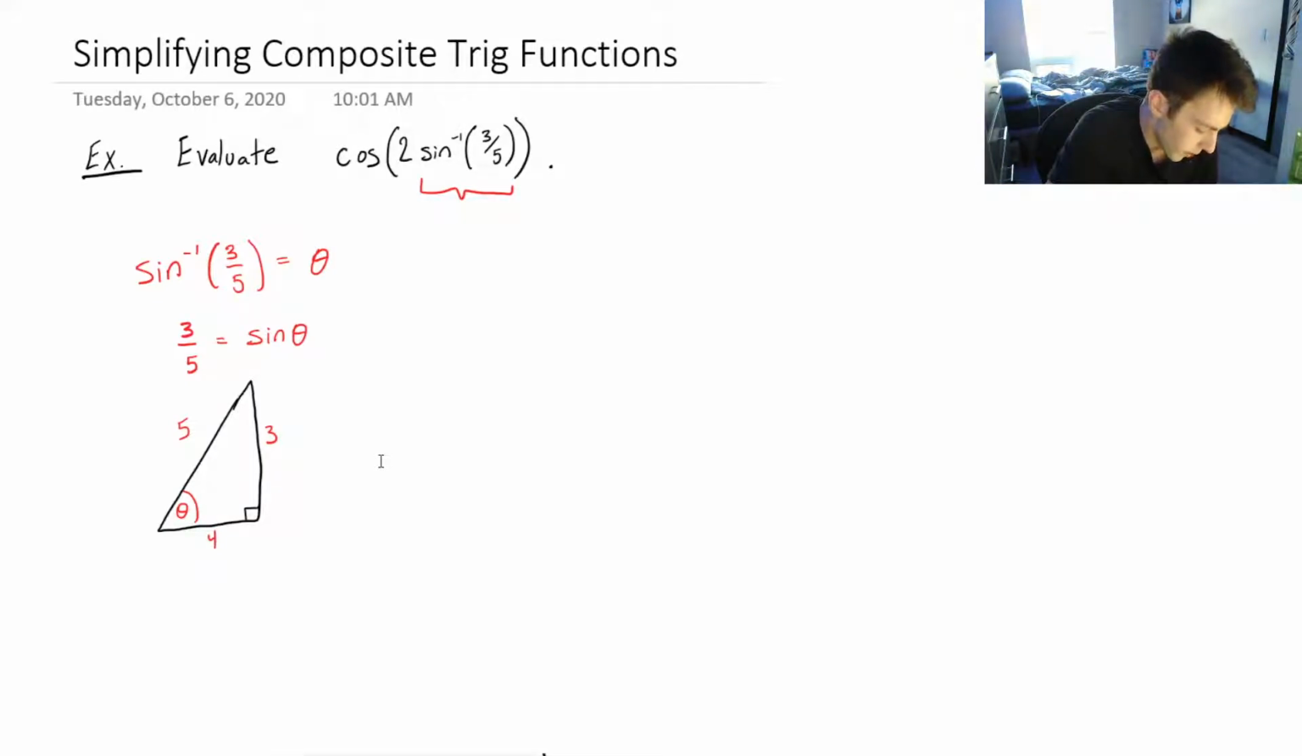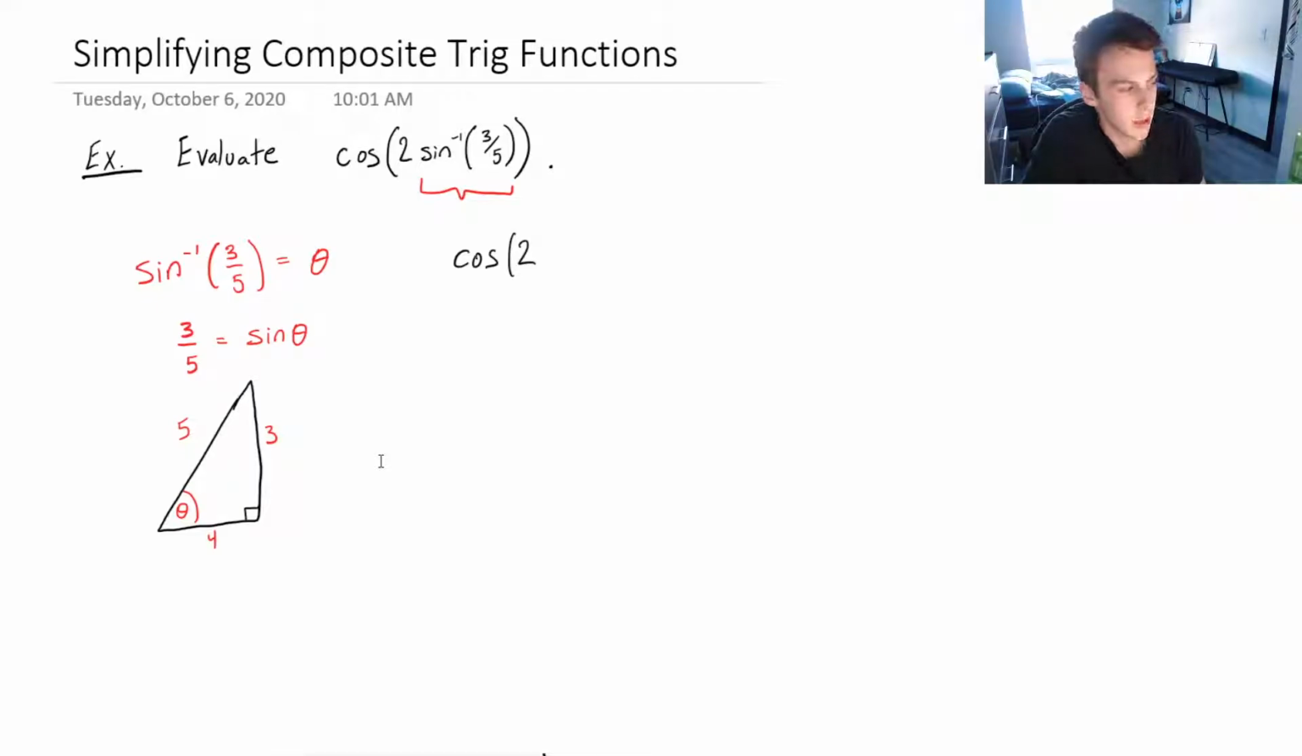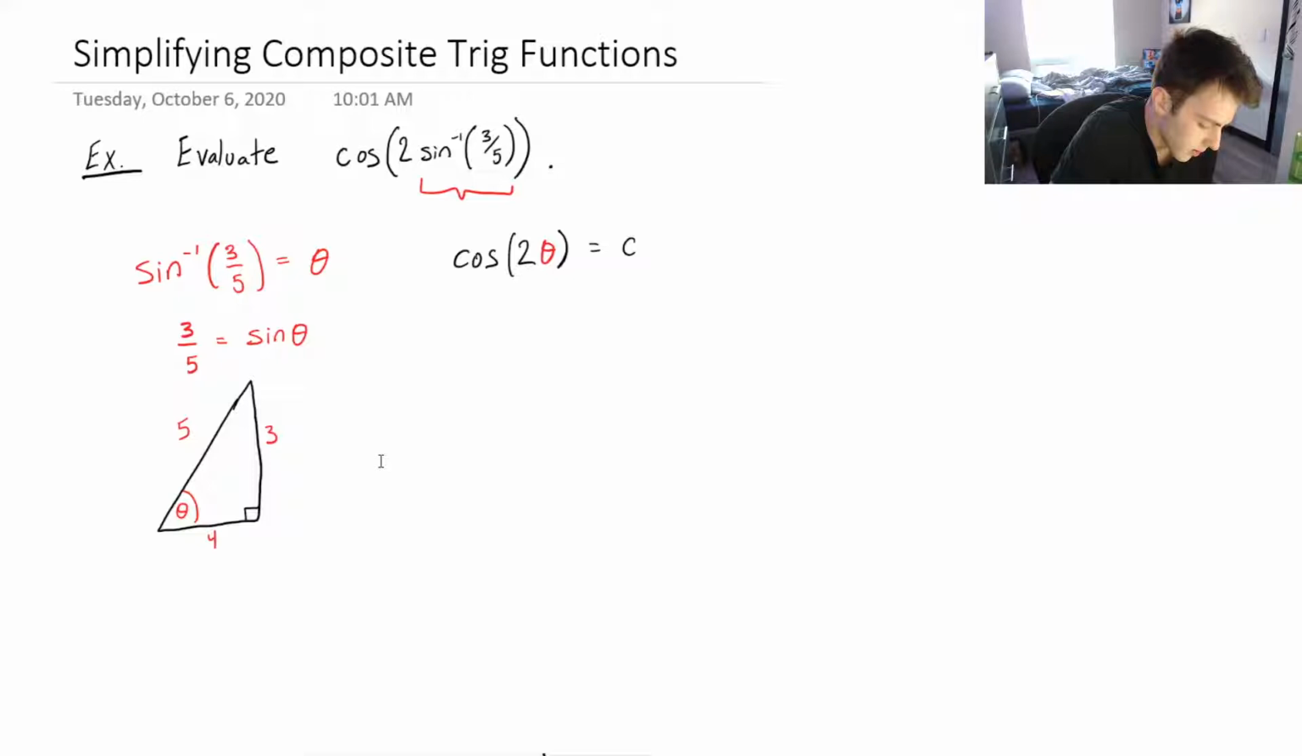So let's rewrite what we're trying to evaluate. It's the cosine of 2 times, and remember we made that substitution, that inverse function there is going to be theta. So we're trying to evaluate cosine of 2 theta, and we've come up with a relationship with a right angled triangle in terms of theta. So we'd like to eliminate that 2 theta by using some sort of trig identity. You might remember that cosine of 2 theta is equal to cos squared of theta minus sine squared of theta.